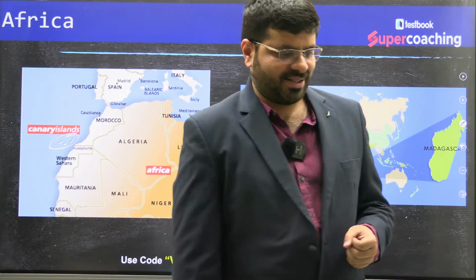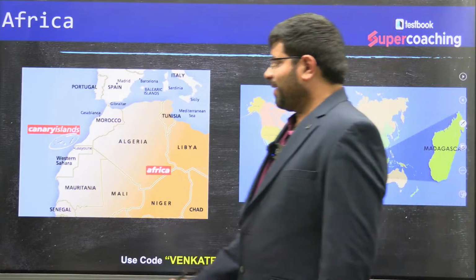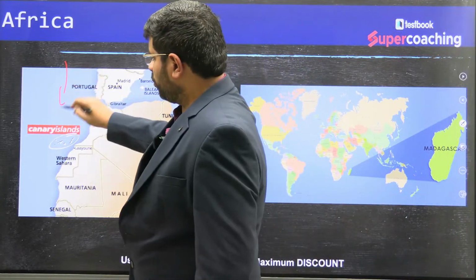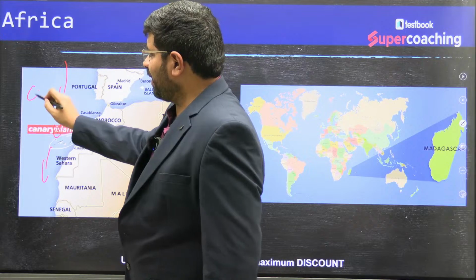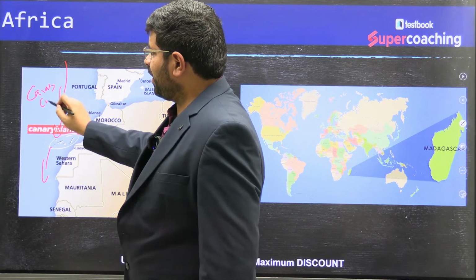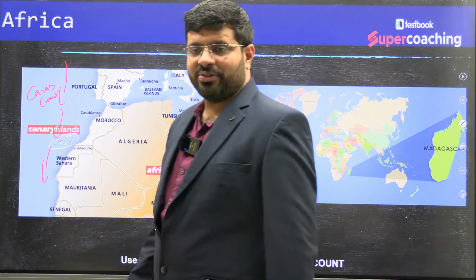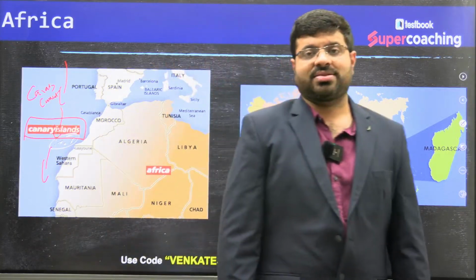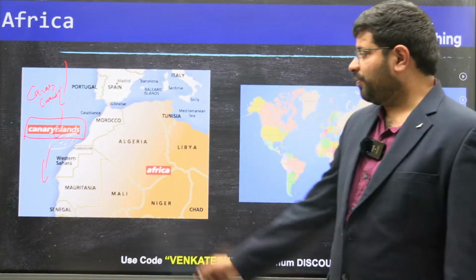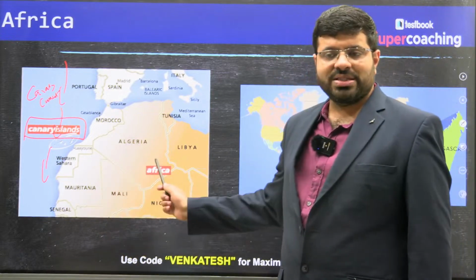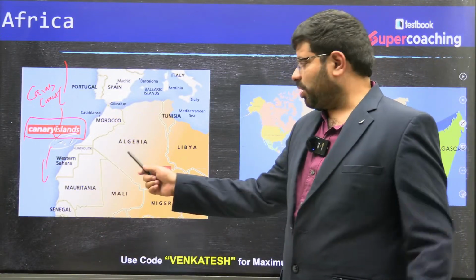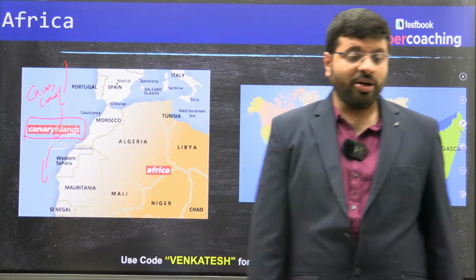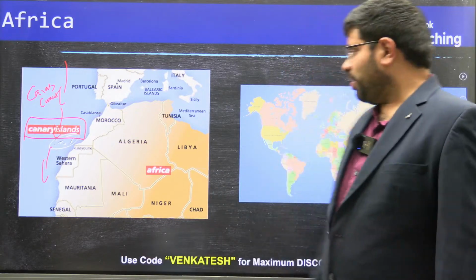Ocean currents. The Canary is a cold current, right? The name Canary current has originated with respect to the islands here, where you have the Canary Islands. So the Canary Islands are part of the cold oceanic current, which is one of the reasons for the formation of the Sahara desert, right?